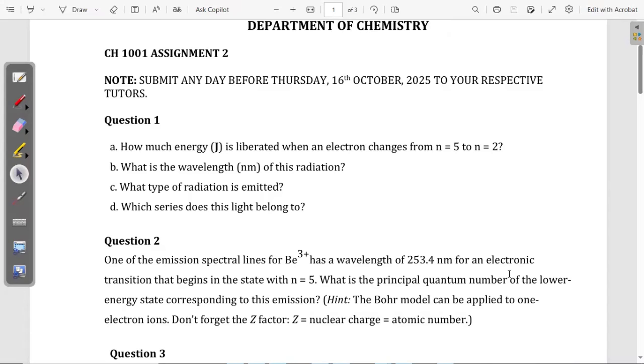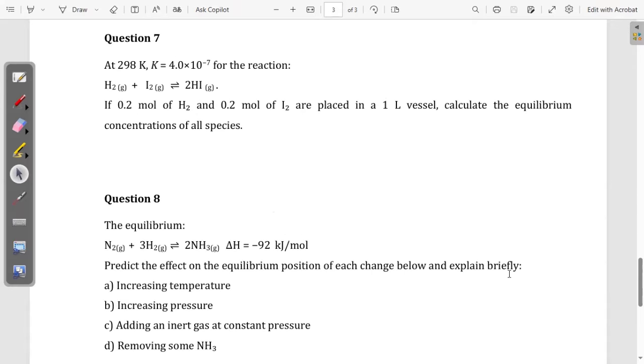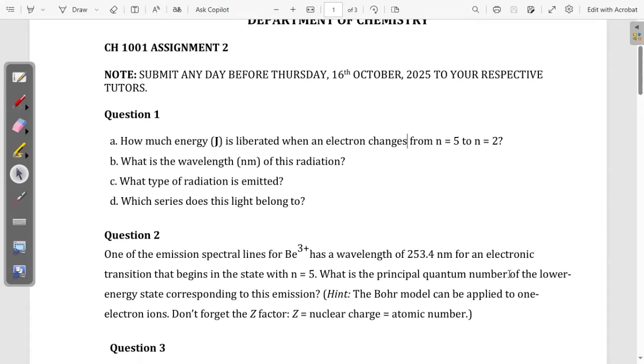Welcome to this video. We are going to look at chemistry assignment 2. This assignment has questions on atomic structure, and we're going to try to solve all of them, okay? And then I think the last two questions are on chemical equilibrium. These ones here, you can see question 7, question 8. That's chemical equilibrium, okay? So we start with question 1, which is on atomic structure.